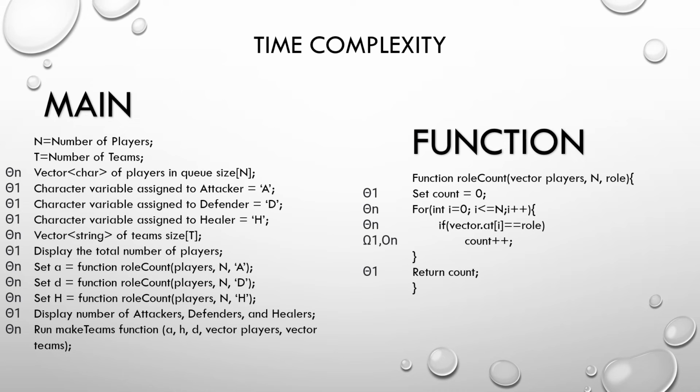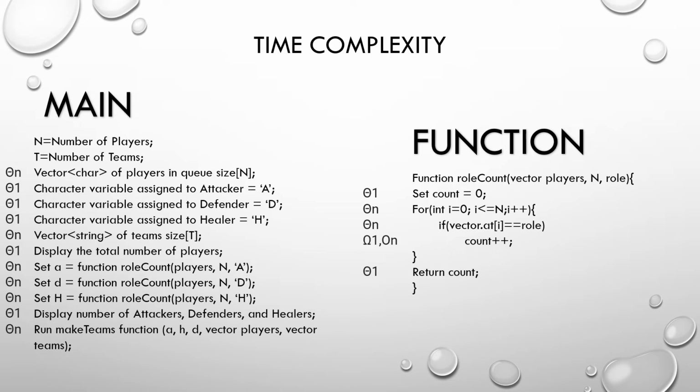Here we're looking at our time complexity. When we have our vector, that's theta n, depending on the size n. We have theta 1 for all of our attackers, defenders, and healers being set to their variable. Another theta n for the size of teams made. We have a theta 1 for just the display. We have theta n for our role count, because that's based on the function, which we'll talk about in a second. Theta 1 for the display, and then a theta n for our make teams function, which we'll look at in the next slide.